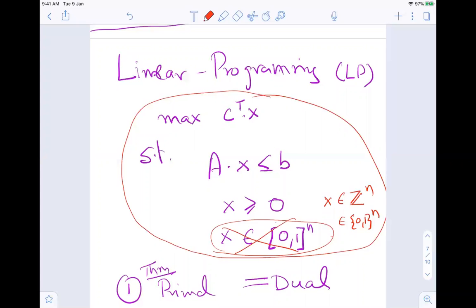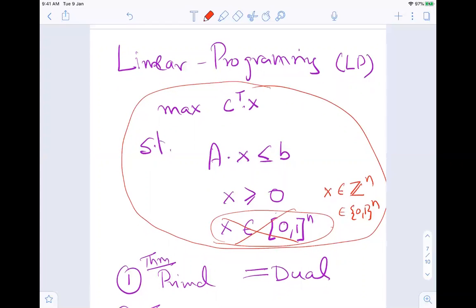And this is what I want to prove to you guys by your example track. Pick a problem and write it in the ILP form.